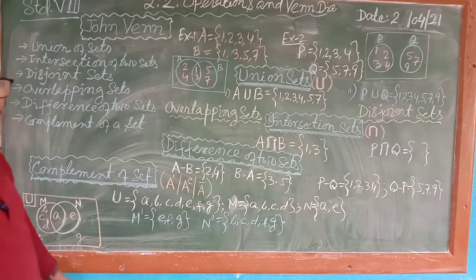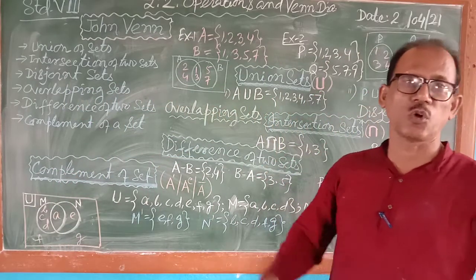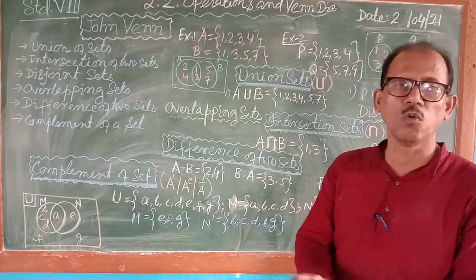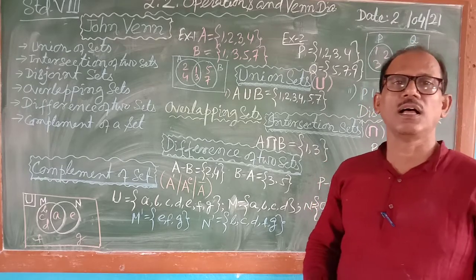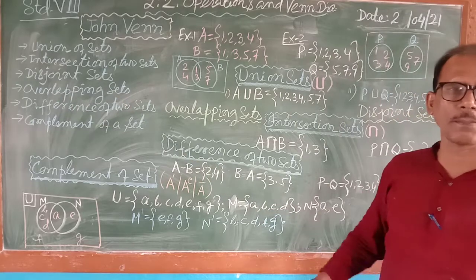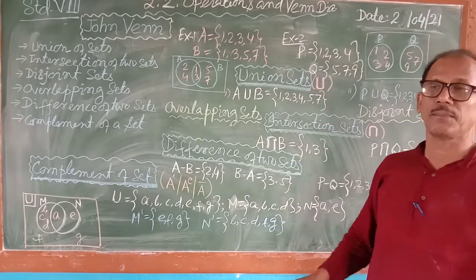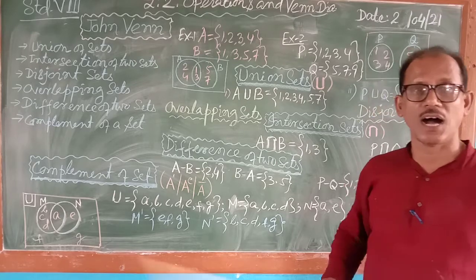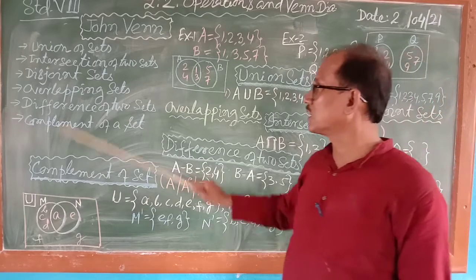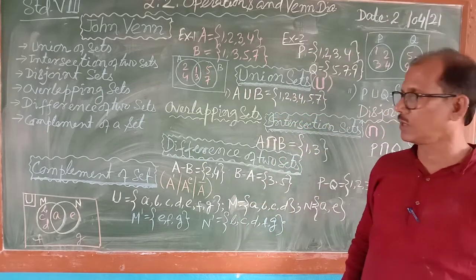Disjoint set. By the name itself you can know disjoint means they are not joined. They are nowhere joined together. Now overlapping set means yes, they have overlapped somewhere. That means some of the elements are common in both the sets. In the case of disjoint sets, none of the elements are common.